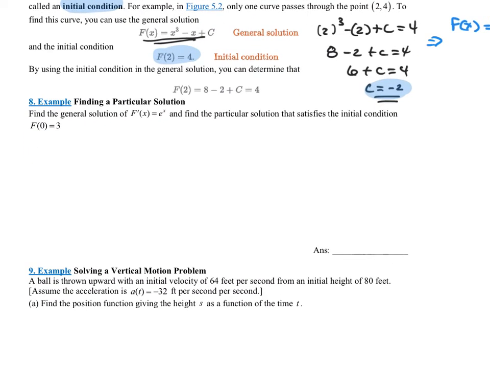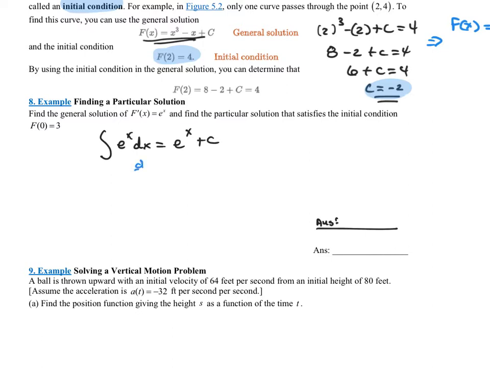It says find the general solution of f prime of x equals e to the x, and find the particular solution that satisfies the initial condition that f of 0 has to equal 3. So we're really having two answers here. We're finding the general solution and then a particular solution. So what they want us to do is find the antiderivative of, well, the function's e to the x. Well, we know that the antiderivative of e to the x is e to the x, right? The derivative of e to the x is e to the x.